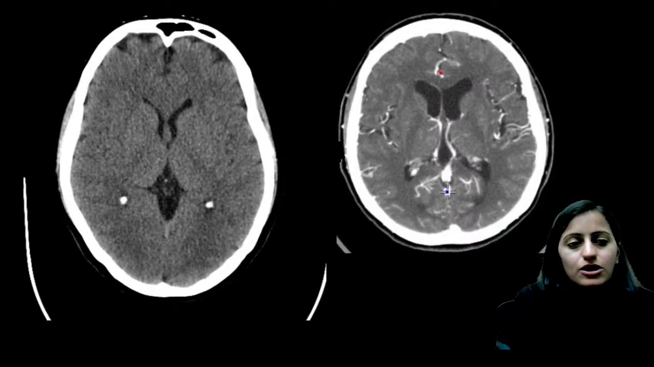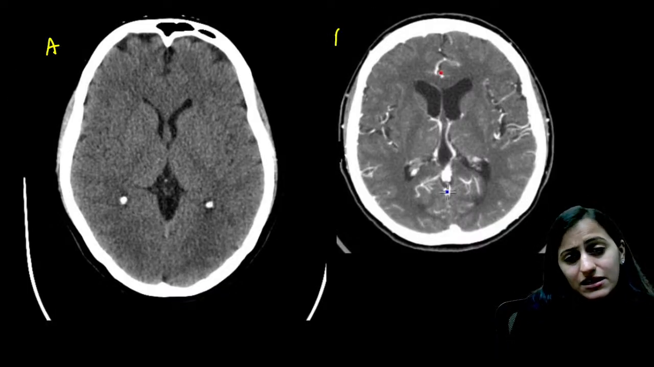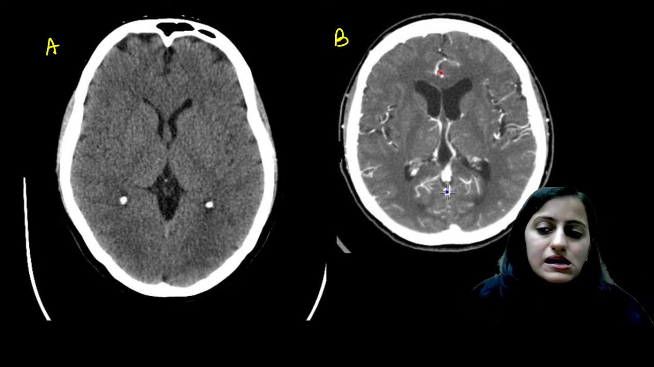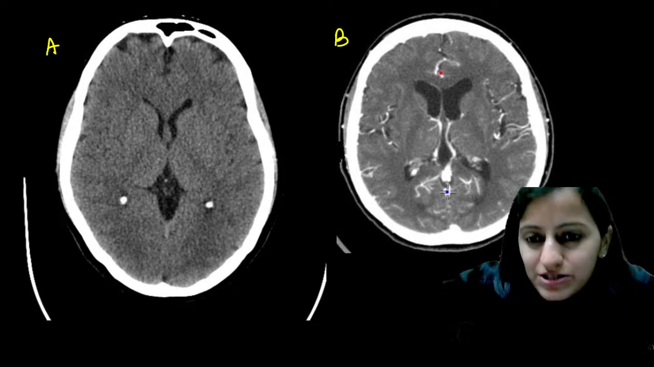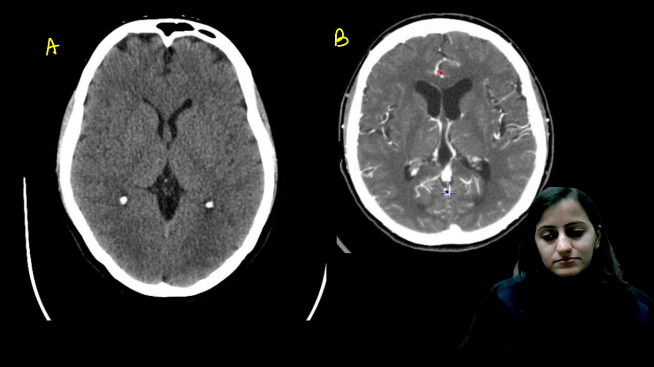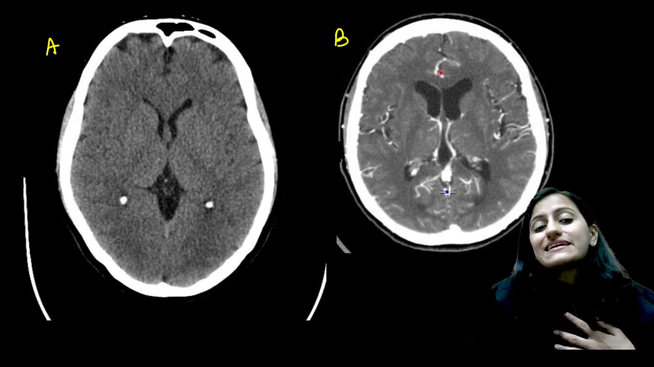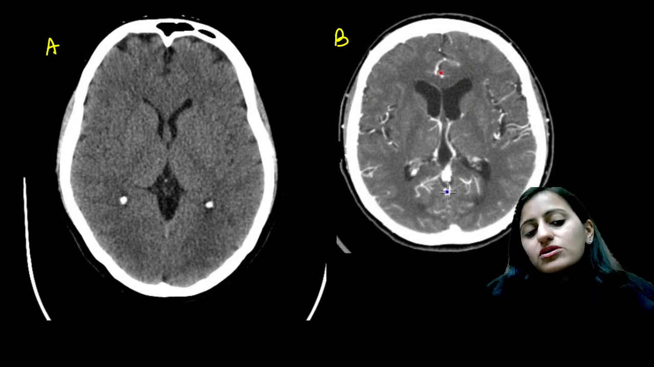Next one, look at the image A and look at the image B. Both CT, both MR. What is the difference between the two images here? In brain, how do you identify whether it's a non-contrast or a contrast?